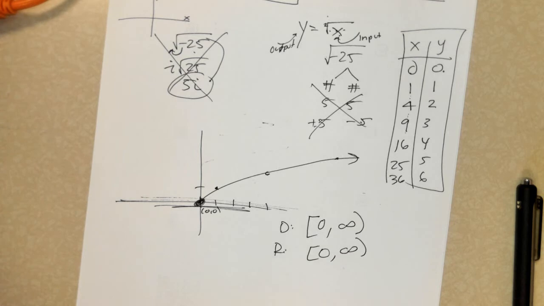And if I did want to show you those points that I just identified, there's (0, 0), (1, 1). Not necessary to do this, but just so you can see (4, 2), and we could go all the way up to (9, 3), and so on. Okay, we could see those.